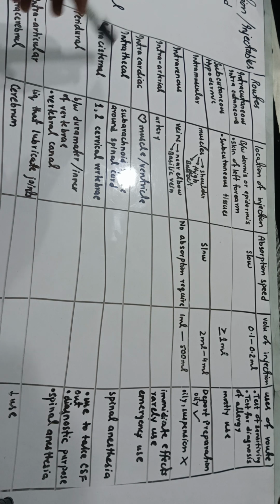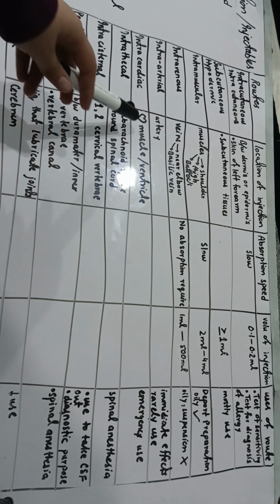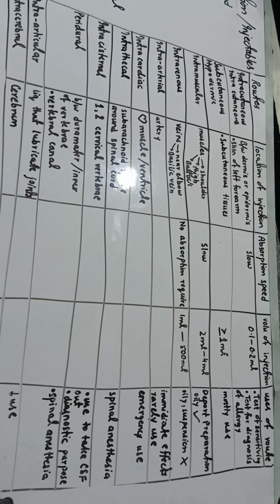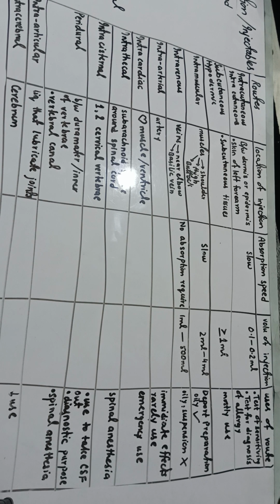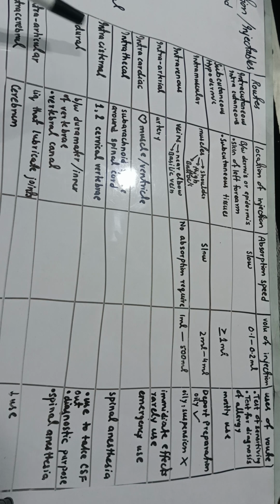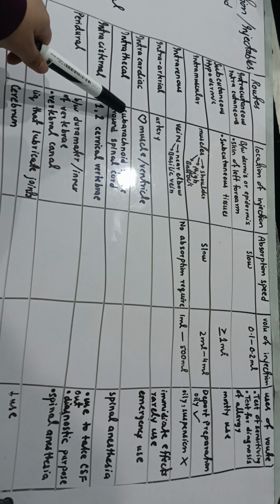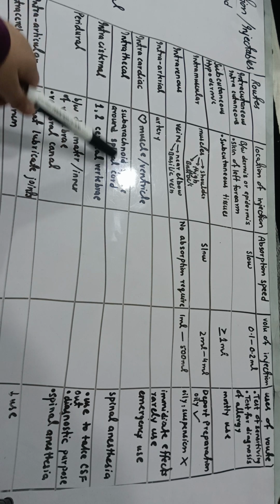So the first is the intracardiac. Now the injection should be given in the heart muscles or in the ventricle of the heart. So it will be given only in an emergency case. The next is the intrathecal, or it can also be called intraventricular. So it is given in the subarachnoid space around the spinal cord.